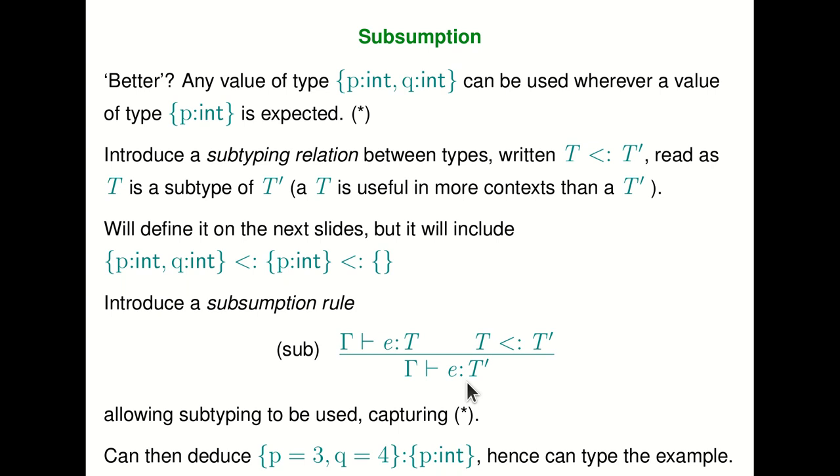And what this will let us do is it will let us deduce that a record P is equal to 3, Q is equal to 4 has the type P colon int. And so what's going on here is P equals 3, Q equals 4 will have the type P int Q int, and P int Q int has more information in it than P int does. So PQ is subsumed by P.